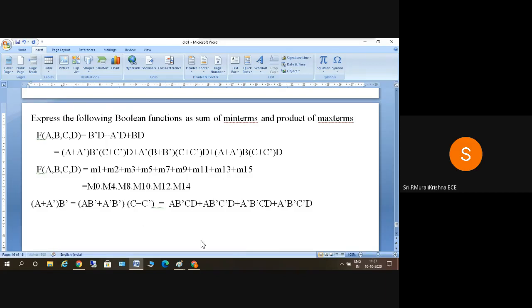Okay, so minterm here. So this is 1011. So 1011 in 8421. So 8421 means 8, 4, 2, 1. So 8, 9, 10, 11. So this is M11. So this is M11 plus, so what is this, 1001? So 1001 is M9.